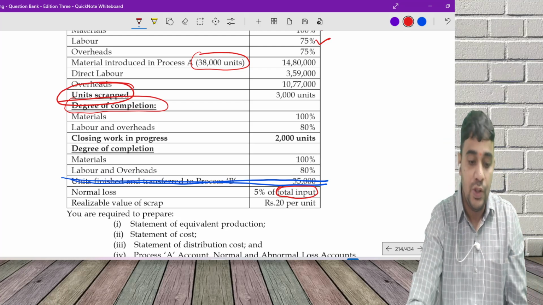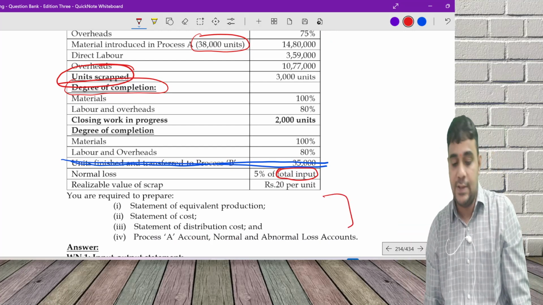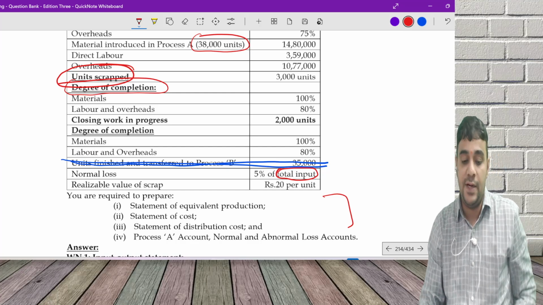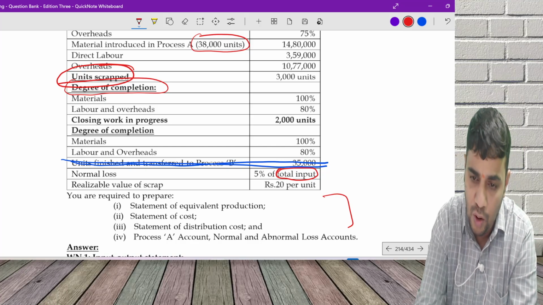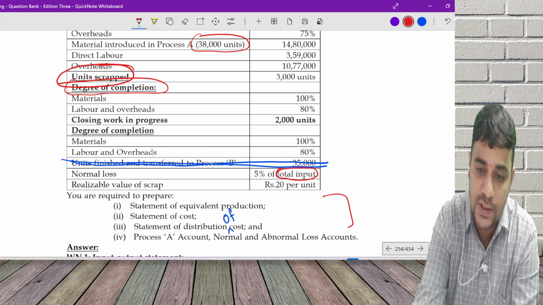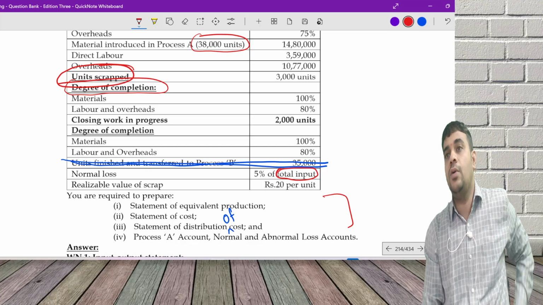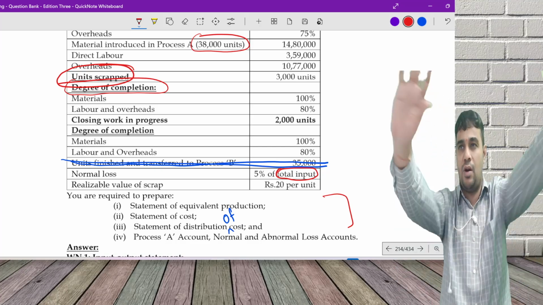Realizable value of scrap. Very limited information is given, and in most exam questions they may change numbers and give. You are required to prepare all these: statement of equivalent production, statement of cost, statement of distribution of cost, process A account, normal loss account, abnormal loss account. I may not do the abnormal loss and normal loss account, but they have asked all of this.